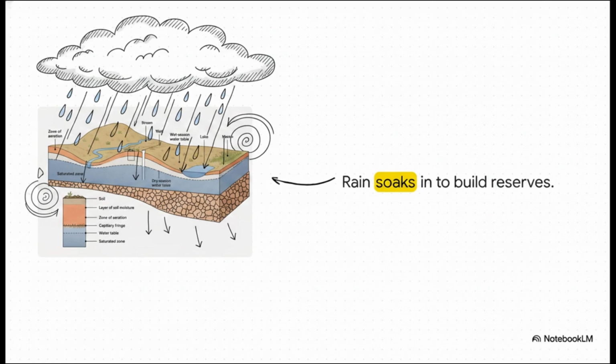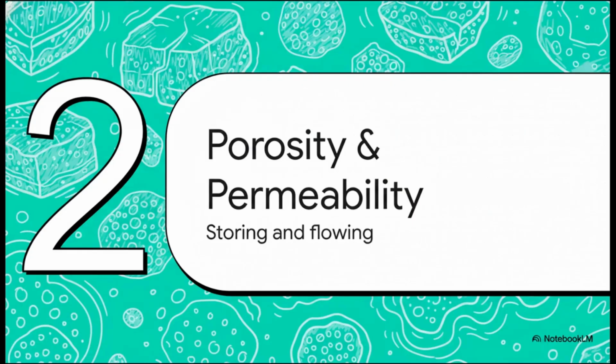Oh, and here's a crazy fact. The actual volume of that groundwater decreases the deeper you go into the Earth's crust. Why is that? Well, the immense overlying pressure from all that heavy rock physically compresses the Earth beneath it, keeping any open spaces to an absolute minimum. Section 2. Porosity and permeability.